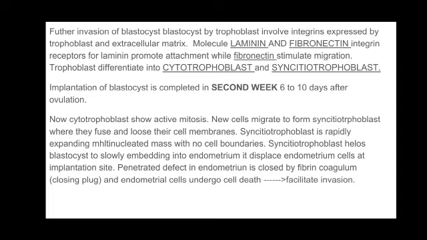Syncytiotrophoblasts form outside the cytotrophoblast, where they fuse and lose their cell membrane. Syncytiotrophoblast cells have no regular cell membrane, and their cytoplasm merges with each other. So the syncytiotrophoblast is a rapidly expanding multinucleated mass that has protoplasm and nuclei only, with no cell boundaries.